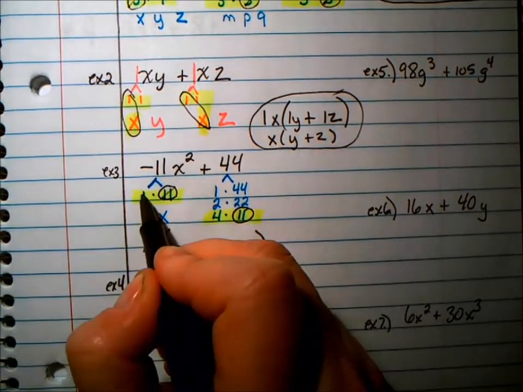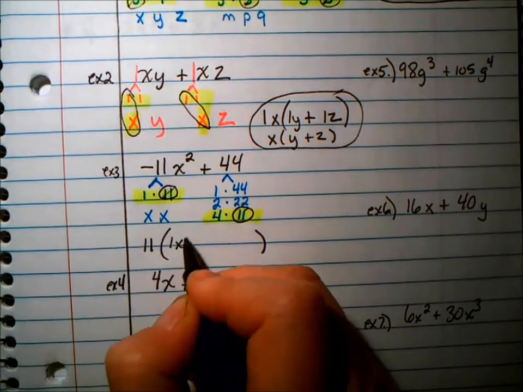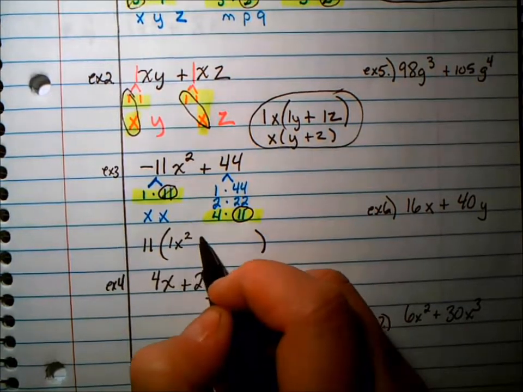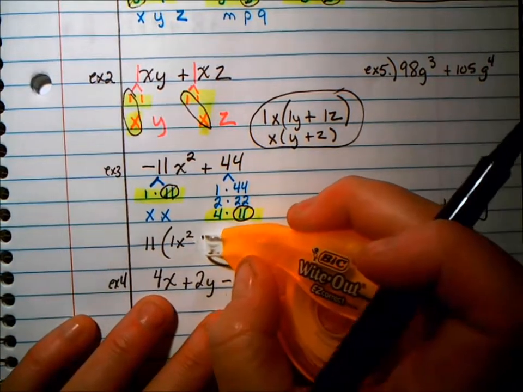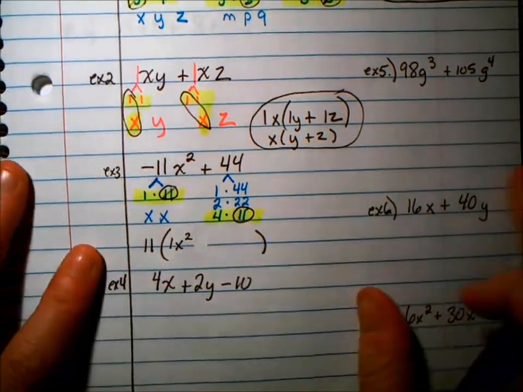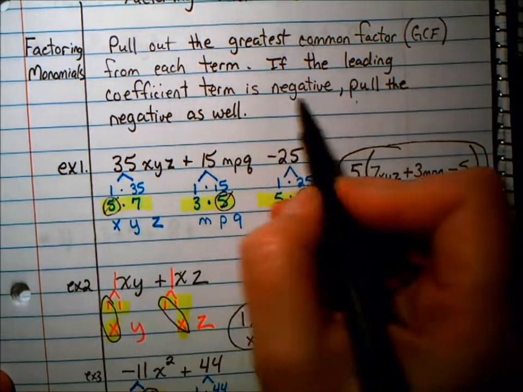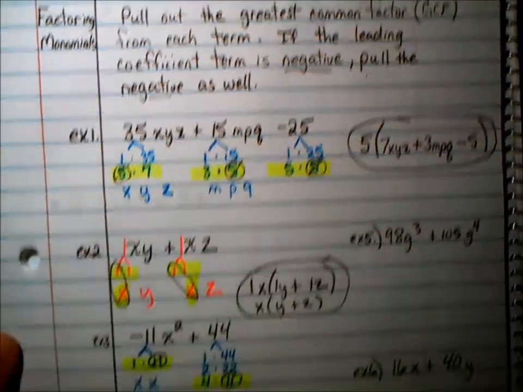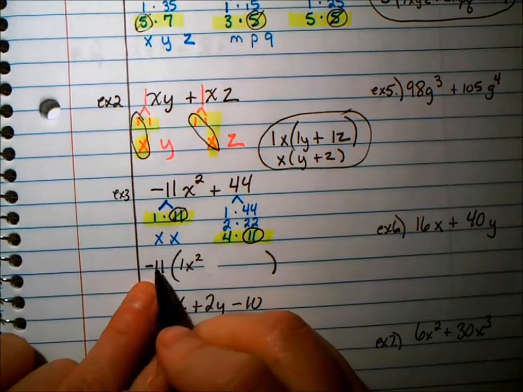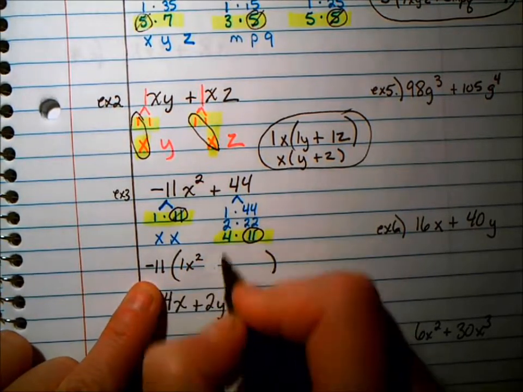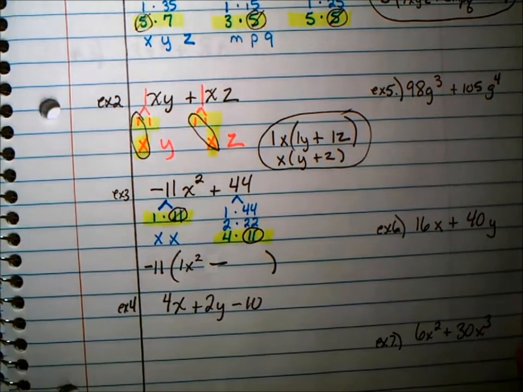11 is gone, but I have a 1x squared. Bring your plus sign down. Oh, wait a minute, I almost messed up. Because up here it said if I had a leading number that was negative, I have to pull the negative out. So that means this is actually a negative 11. And if I pull a negative out front, it also changes that sign to a minus.